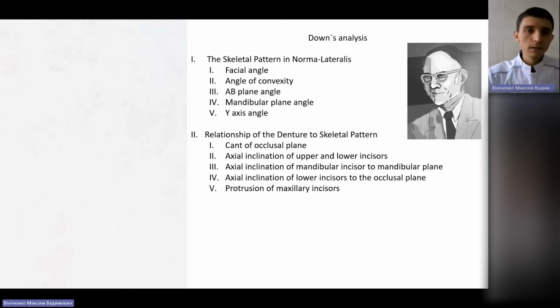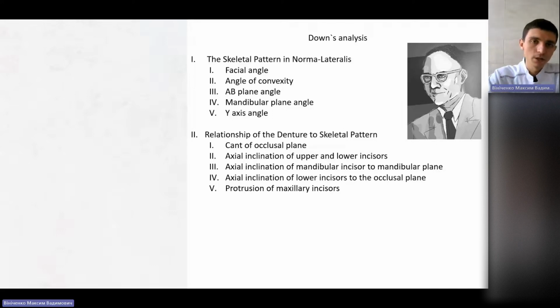The first part is the skeletal pattern in norma lateralis. So we understand that the patient has a skeletal pattern and a dental pattern. The dental pattern we can see on our diagnostic models, as we talked about previously, and the skeletal pattern we can see only on the cephalometric analysis.